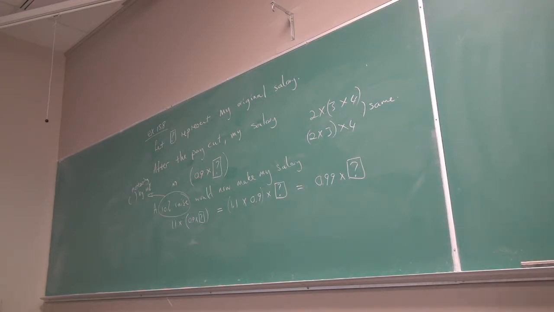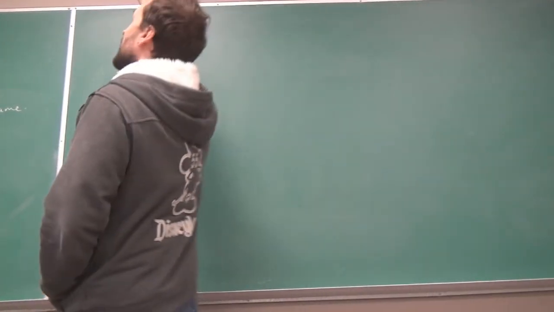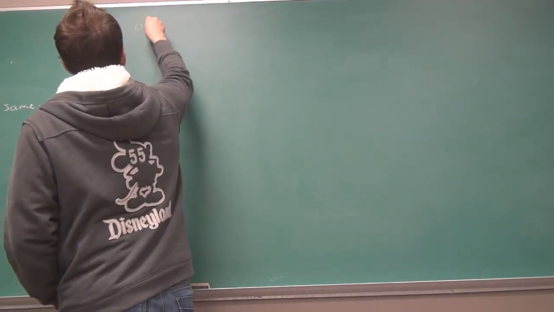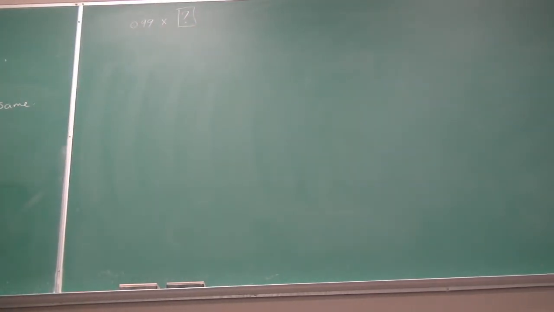How do I interpret 0.99 times my very original salary before the boss started fiddling with things? How do I now translate that information, that calculation, back to English so I can make a concluding sentence?